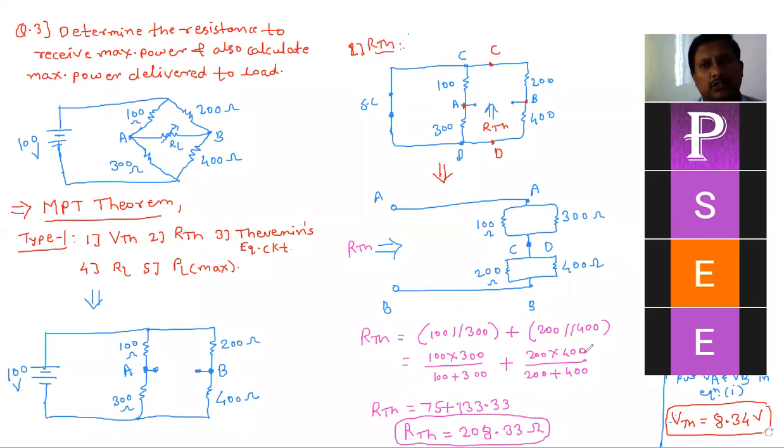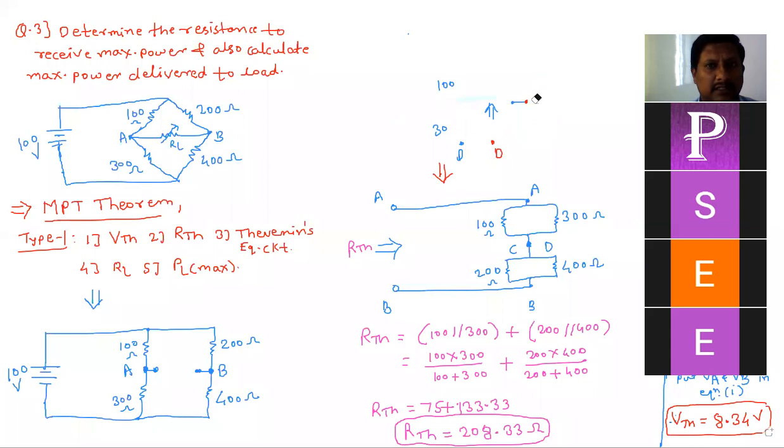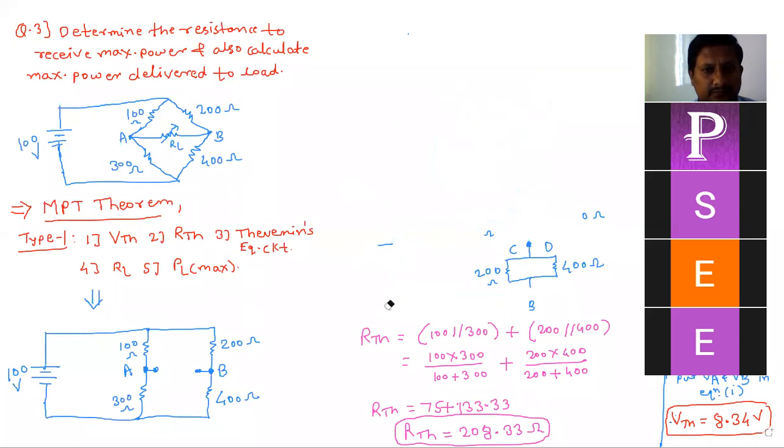Okay, understood now? Yes, sir. Now the next step will be easier, that will be the Thevenin's equivalent circuit, RL, then PL max. Okay, so we can start now to draw the Thevenin's equivalent circuit.